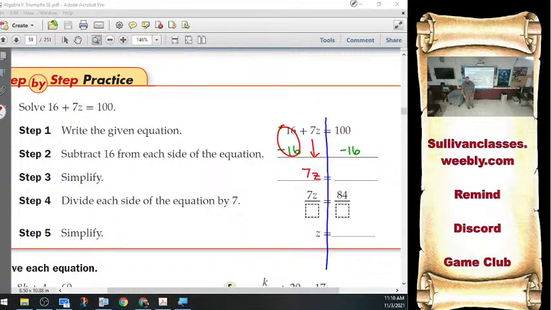What's 100 minus 16? 84. You sure about that? 100 minus 16 is 94. Yep. Yeah, it's 94. It is 84. I'm just messing with them. I lied. Okay. It was right there. So yes, it is 84.